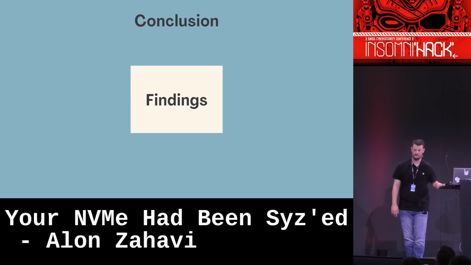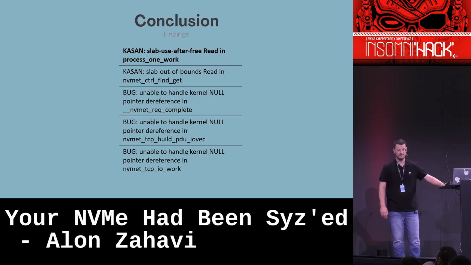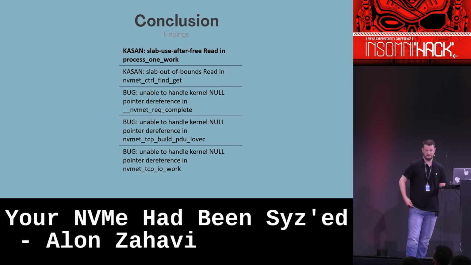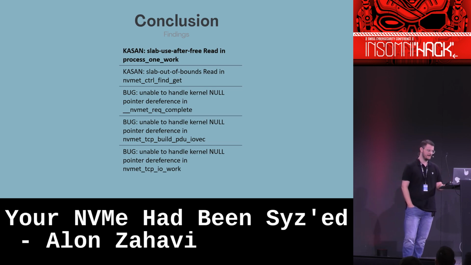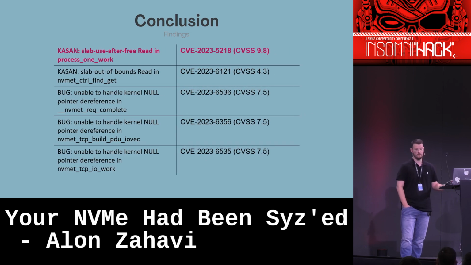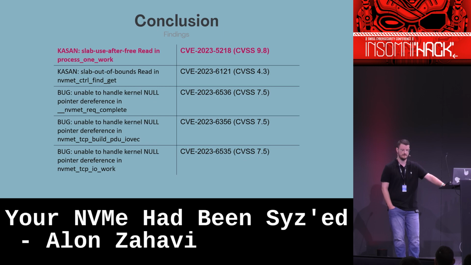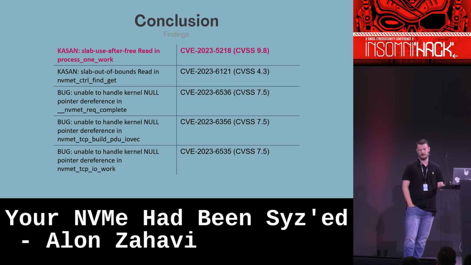So let's conclude it all, and start with the findings. The best bug we found, the best vulnerability we found, is this use after free read inside the process one work. This is actually not a use after free per se. It's more like a double free that can be exploited remotely, which means we have kernel remote code execution that got a CVSS score of 9.8. We also have 1 info leak and 3 remote denial of service.